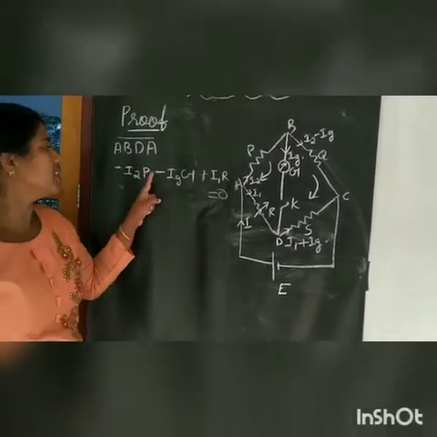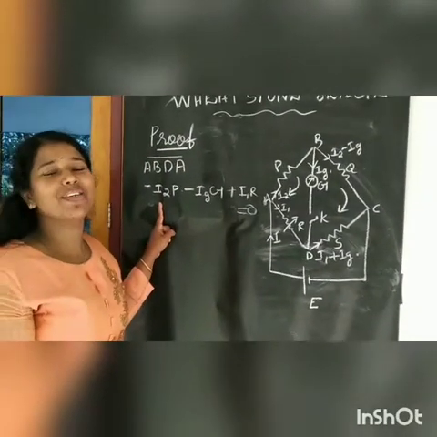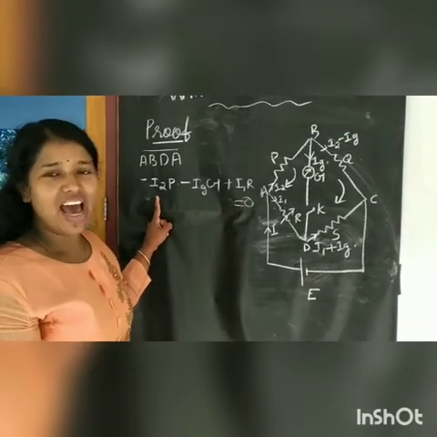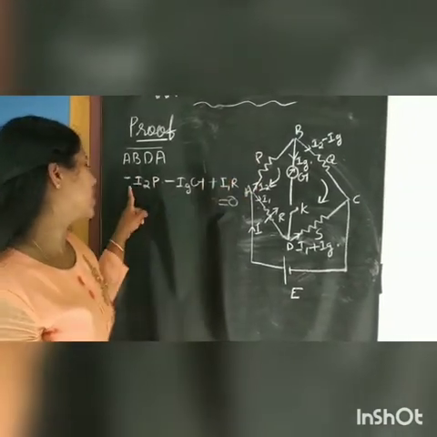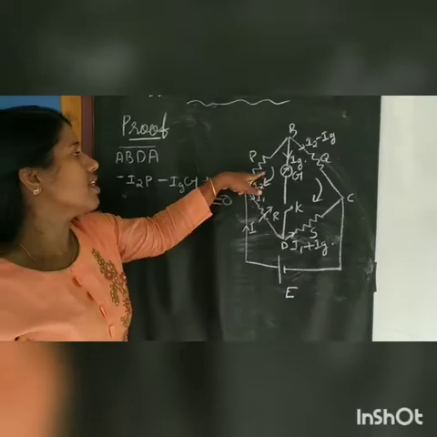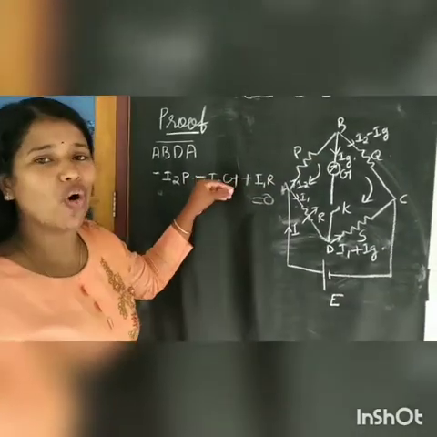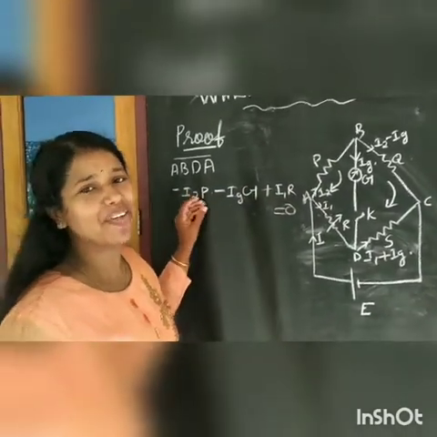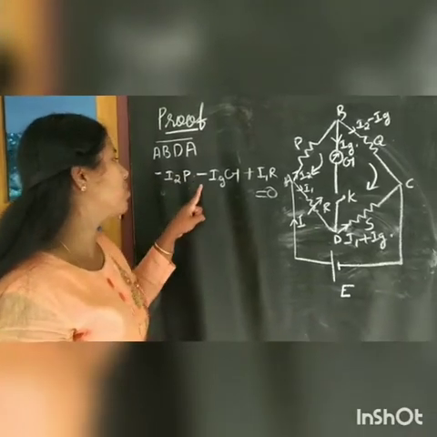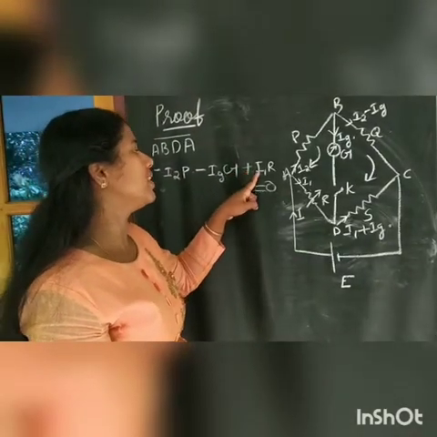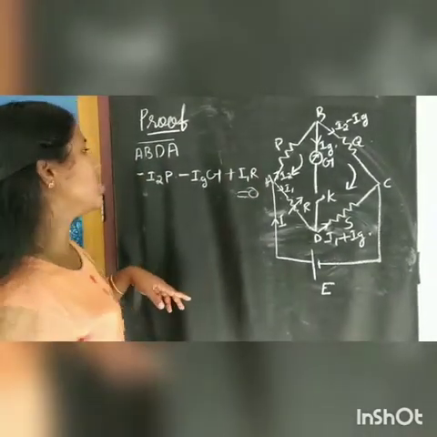Why are we taking it this way? We know that V is equal to IR. Here the resistor is P, and it is traversed in the direction of current. We have already discussed that in this case delta V is minus. That's why minus I2 P minus IG G plus I1 R. Then we got the first equation.